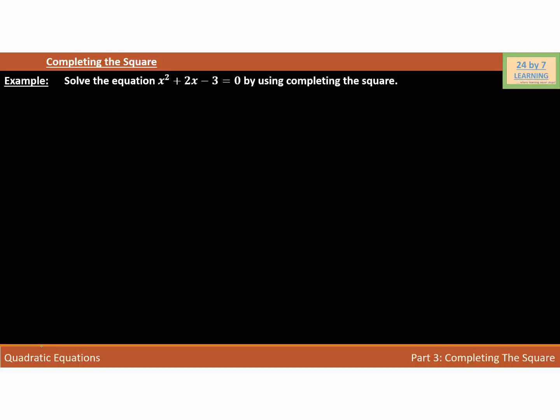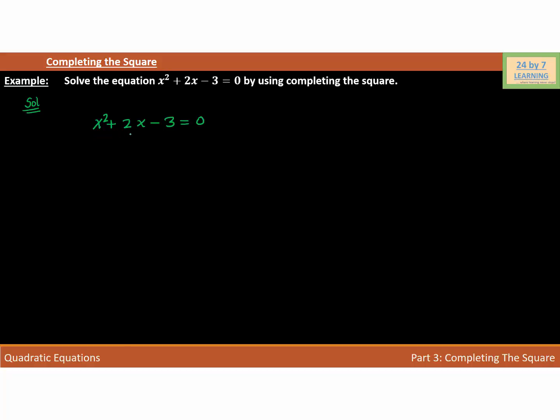Example. Solve the equation x squared plus 2x minus 3 equals 0 by using completing the square. So as you can see, it is given that we have an equation x squared plus 2x minus 3 is equal to 0.